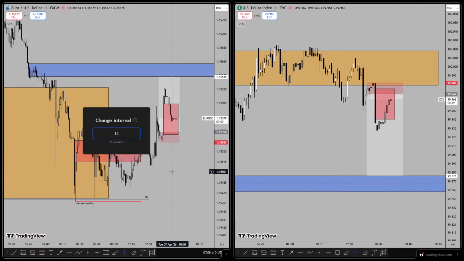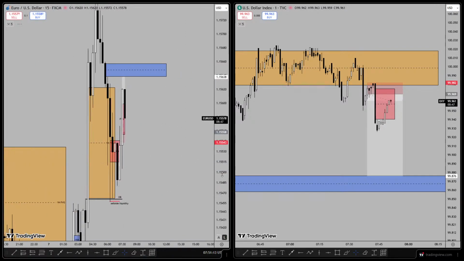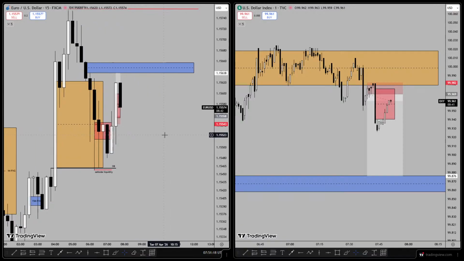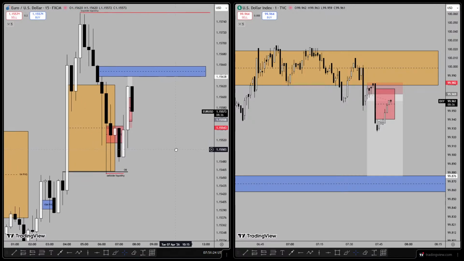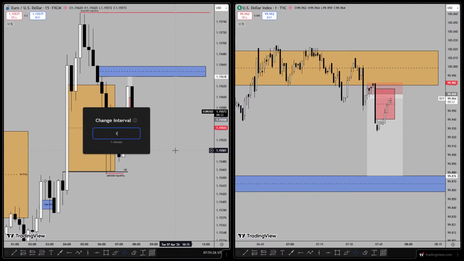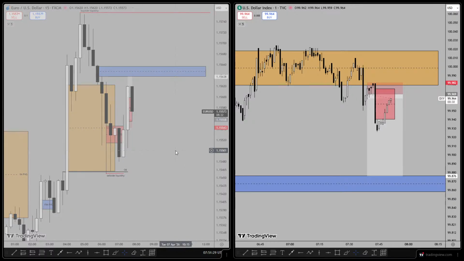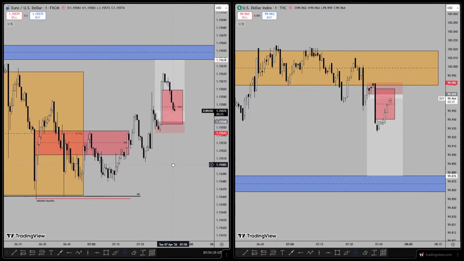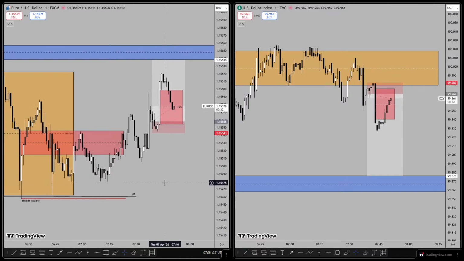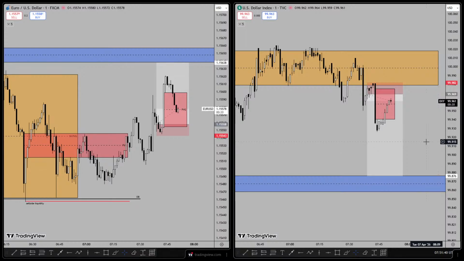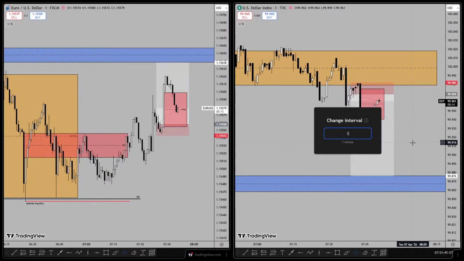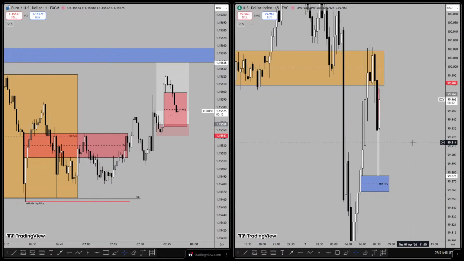Look at the 15 minutes. See the reason for the deep retracement. So look at the 15 minutes on the dollar index.